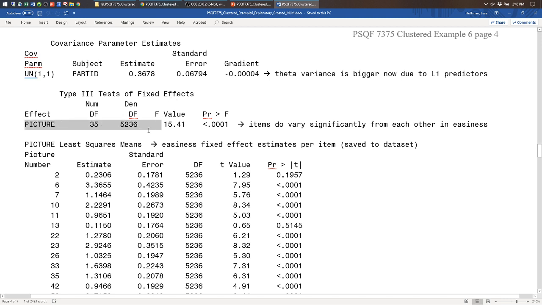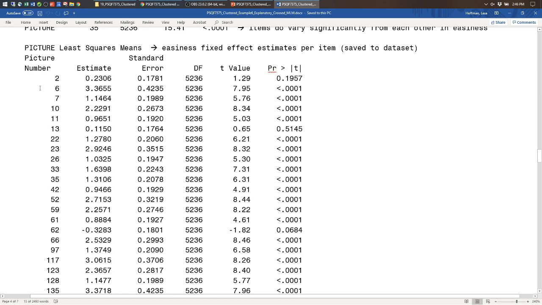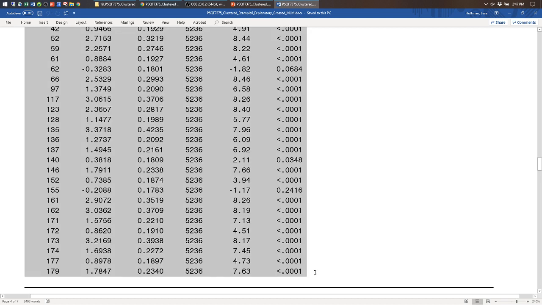I have a multivariate Wald test for the differences across items and their logits, which is significant, meaning they do vary from each other in how difficult or how easy they are. I have theta variance that's even bigger, because part of the reason why I had level 1 variance is now being explained by which picture it is. So whenever you explain level 1 variance, level 2 variance goes up in these models. And I asked for the least squares means. These are the easinesses in logits for all my different pictures.